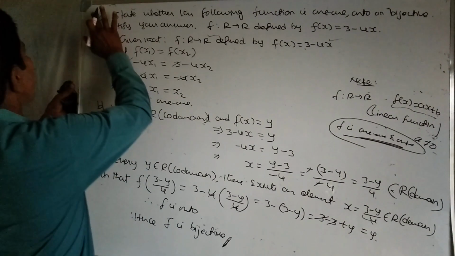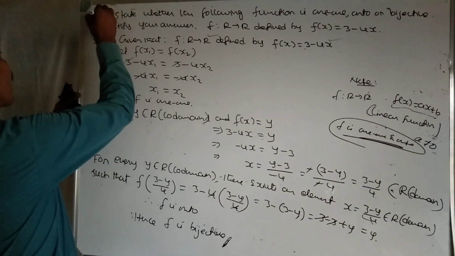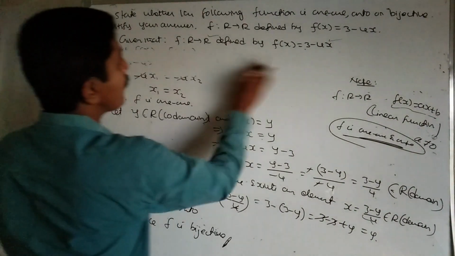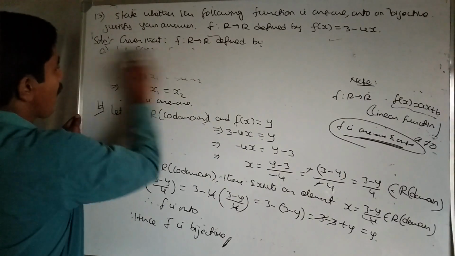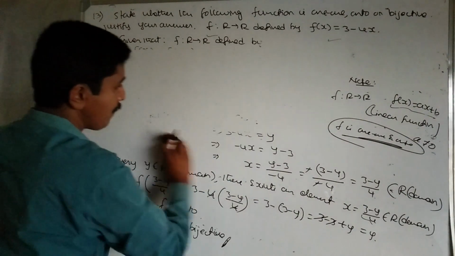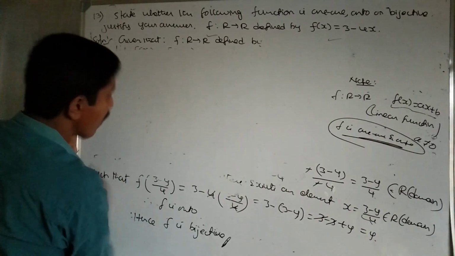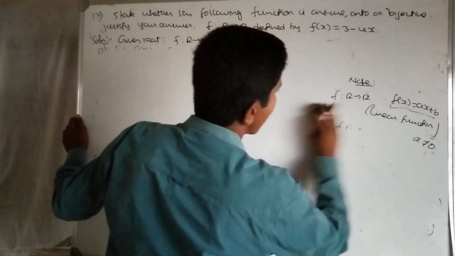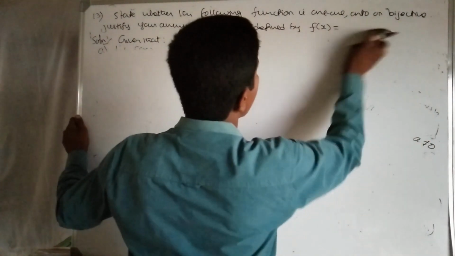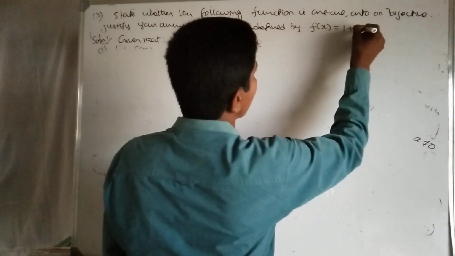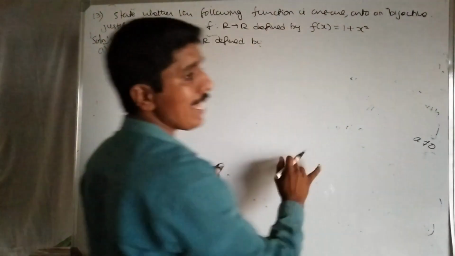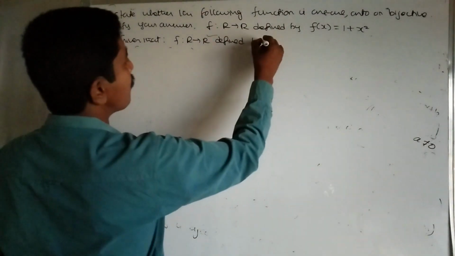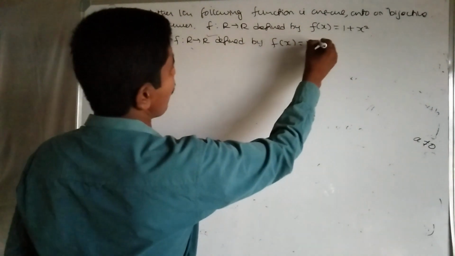Now we go for the next problem, the 13th problem. State whether the following function is 1-1, onto or bijective. Justify your answer. f from R to R defined by f of x equal to 1 plus x square. Given that f from R to R is defined by f of x equal to 1 plus x square.